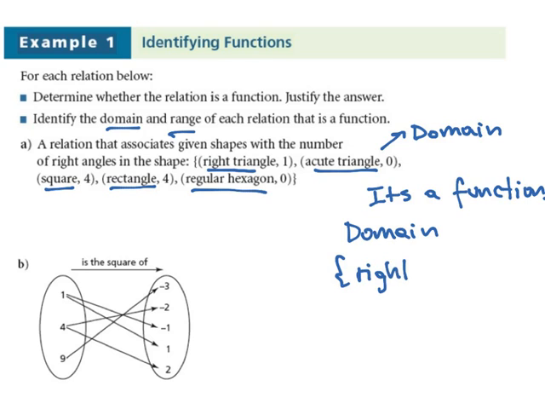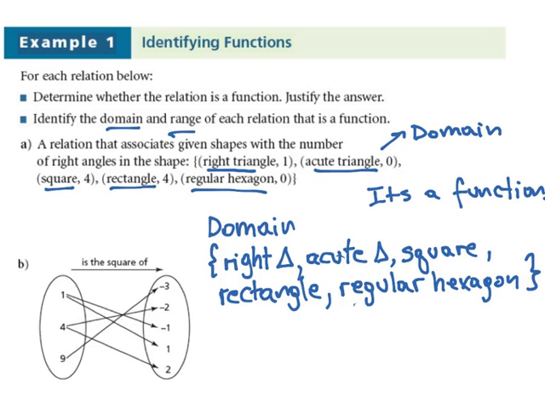So the domain is right triangle, acute triangle, square, rectangle, regular hexagon. Basically, it's just the elements in the first location in the coordinate point. As for the range, it is all the second elements in the coordinate points.